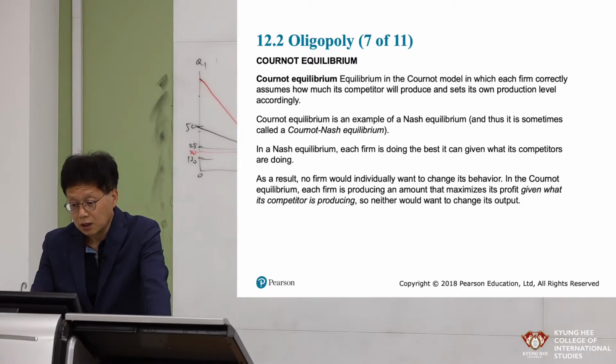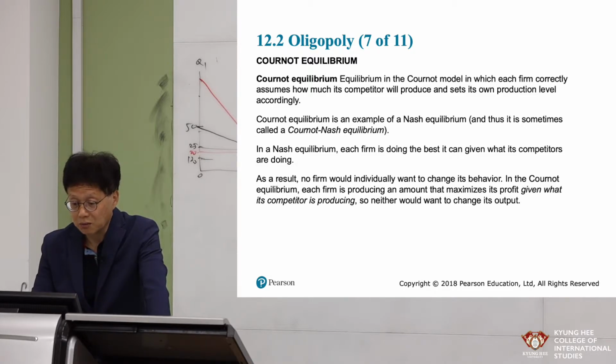So, next slide. Cournot equilibrium. Equilibrium in the Cournot model in which each firm correctly assumes how much each competitor will produce and sets its own production level accordingly. That is Cournot equilibrium. Cournot equilibrium is an example of a Nash equilibrium, as I said before, and thus it is sometimes called Cournot-Nash equilibrium. In a Nash equilibrium, each firm is doing the best it can given what its competitors are doing. As a result, no firm would individually want to change its behavior.